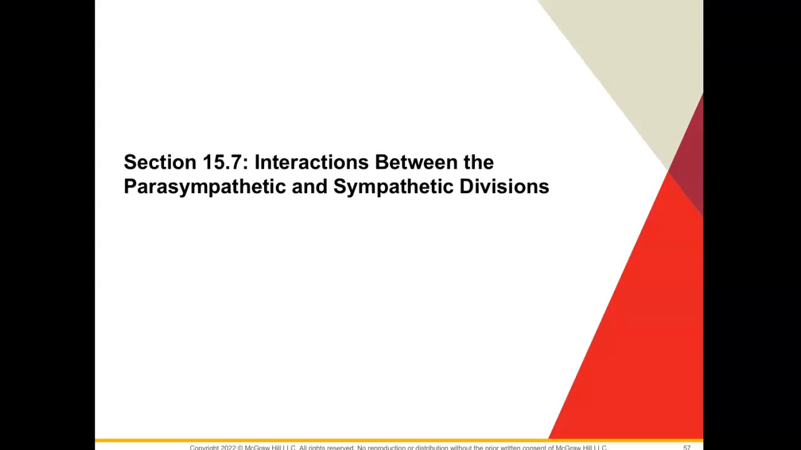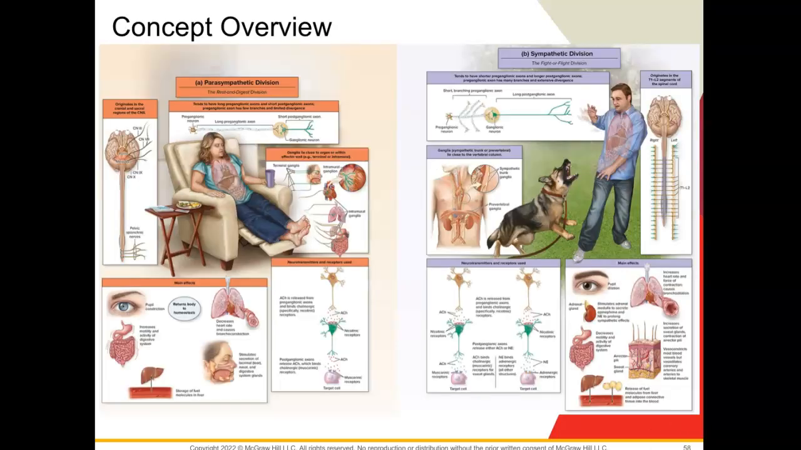Welcome to section 15.7, where we're going to discuss the interactions between the parasympathetic and sympathetic divisions. Here I wanted to do a quick concept overview since it's been a minute since we reviewed some of the anatomy and structure of both parasympathetic and sympathetic divisions. So first we'll start off with the parasympathetic division. That is our rest and digest division.